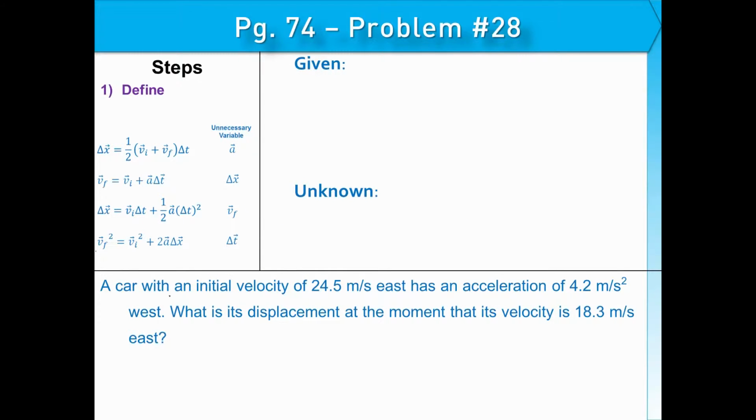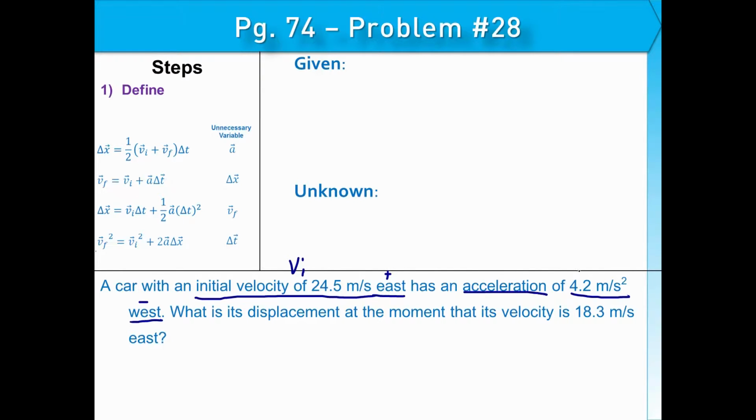So in this problem, you have a car with an initial velocity of 24.5 meters per second east. So you're given the initial velocity and you're given that it's 24.5 meters per second east. We're going to let east be positive. The car has an acceleration of 4.2 meters per second squared west. So that means the direction that the acceleration is going in is negative. So the car is actually decelerating.